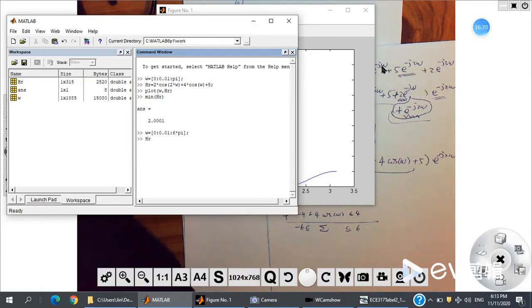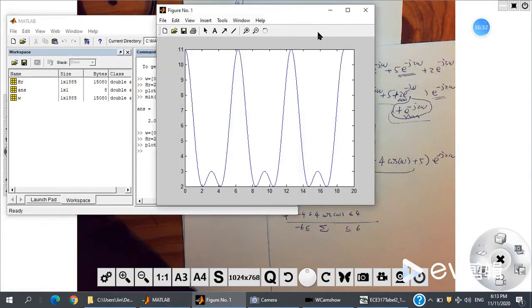And HR is also the same function, but omega now has long intervals. And then plot this one. Oh, it looks like this. All right. The minimal value is 2. So this one actually is a value between 2 and 11. 2 and 11. Yeah.